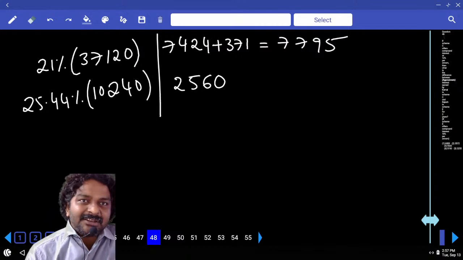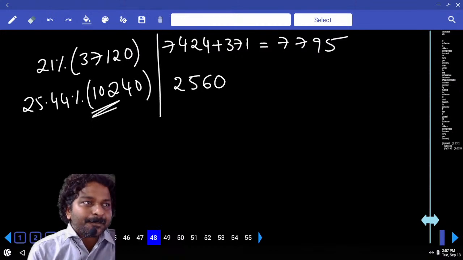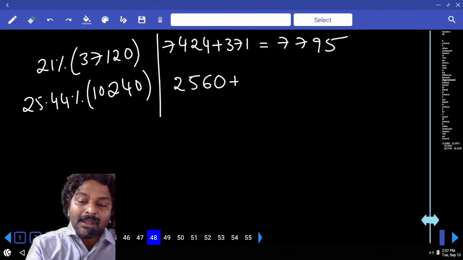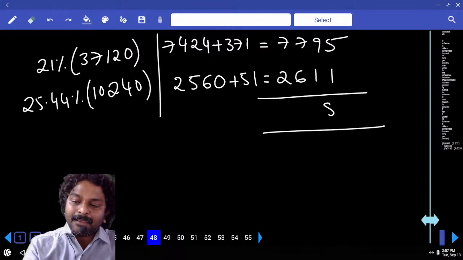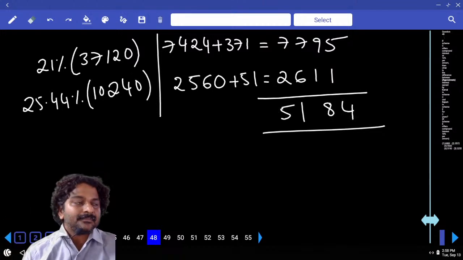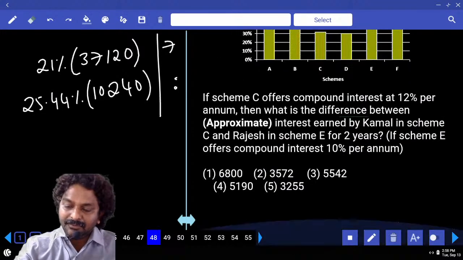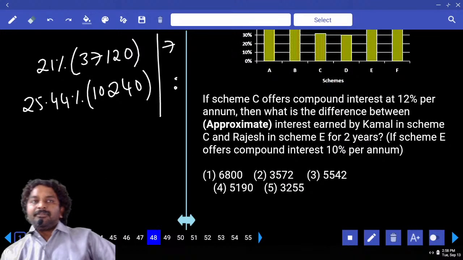Since it is approximate, can I take 0.44 as 0.5%? Right? What is 1%? 102.4. Consider 102. 5%. Half, 0.5%, is 51. Sum of both the numbers, 2611. We were asked to calculate the difference, right? 84.5184. The answer should be approximate to 5184. 5184. Approximate. Which option? The fourth option.